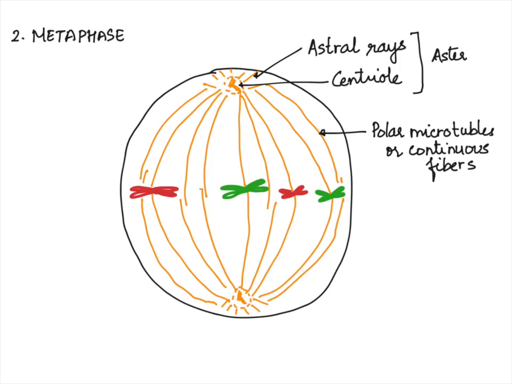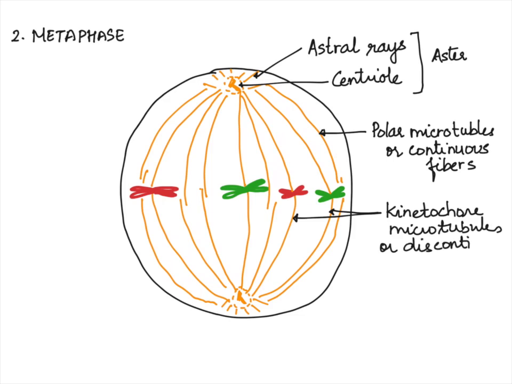The other spindle microtubules are the ones which are attached to the chromosomes. So these are called the kinetochore fibers, as they attach to the kinetochores on the centromere. So these are called kinetochore microtubules, or discontinuous microtubules.